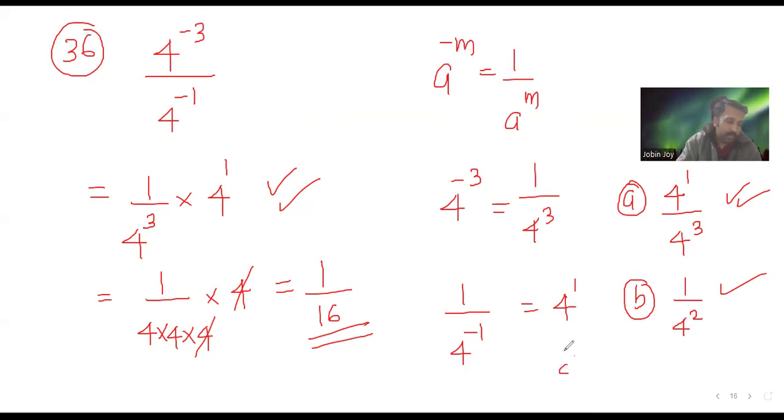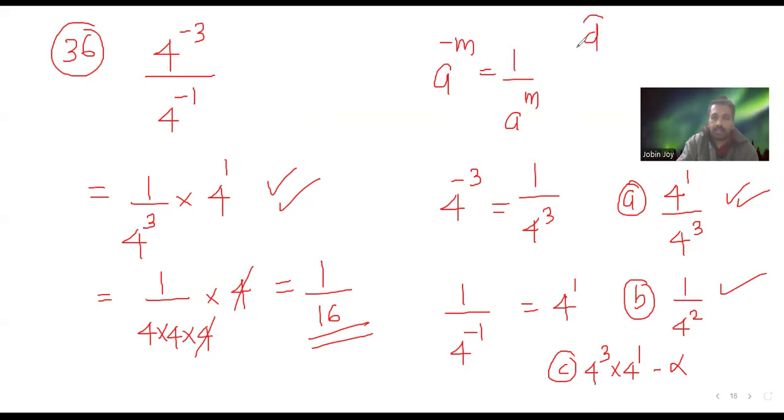Option C is 4 raised to 3 into 4 raised to 1. That means a raised to m into a raised to n is a raised to m plus n. That means 4 raised to 4. So 4 raised to 4 is wrong. Option C is wrong.